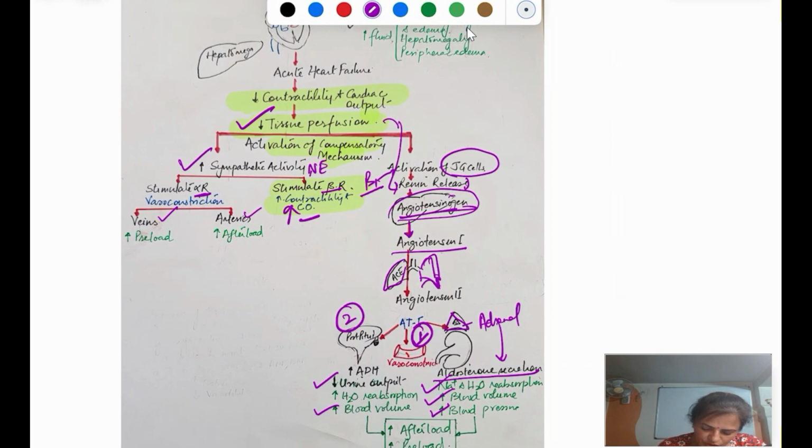Now, the blood volume is raised here and with this also. If this blood volume is raised, then what will happen? It is going to increase the work of the heart. Here also there is vasoconstriction. Because of the vasoconstriction, what will happen? With the veins, there is an increase in preload, and if the arteries are constricted, then it is going to increase the afterload. Now, what is the afterload and what is the preload? Just try to understand this point.